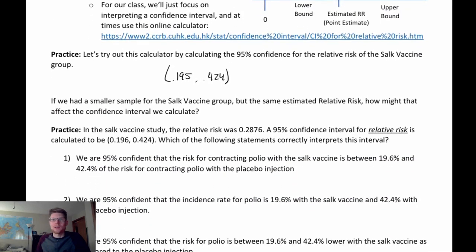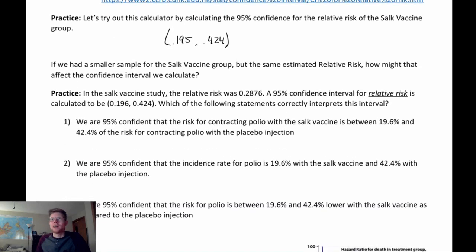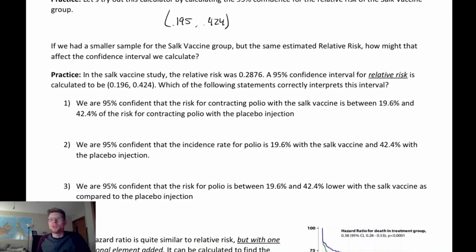Oh, actually, sorry, I'm going to get ahead of myself here. So let's go ahead and interpret this interval now. And there's 3 different interpretation statements provided here. And the question here is, which of the following statements do you think would correctly interpret this interval? So I'll let you kind of take a look for a second. Maybe you want to pause the video and think about it. Which of these statements do you think is correctly interpreting this interval based on how we interpret confidence intervals, based on what a relative risk is?